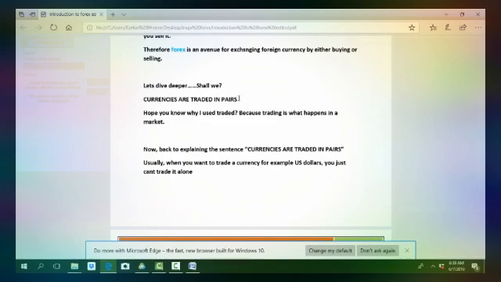So now, currencies are traded in pairs. Hope you know why I use traded, because trading is what happens in the market. What does it mean? It means that when you come to the forex trading platform, let's say you want to trade US dollars. You cannot trade US dollars alone. You trade US dollars with another currency. That means you are trading two currencies at a time, not differently but together. So currencies are traded in pairs.